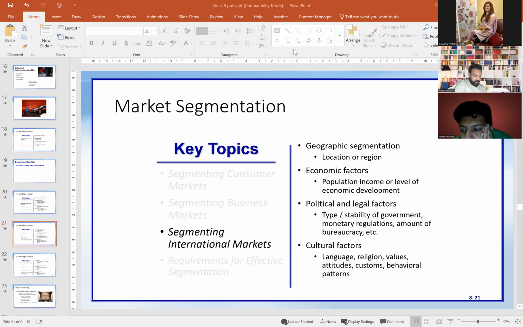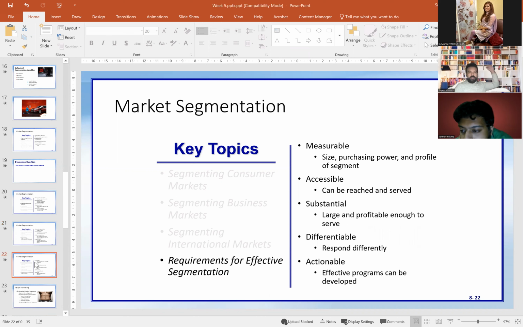Some cultural factors are very interesting and, of course, necessary, because whenever you are thinking about the international aspect, culture comes into play. What is the language? What is the religion? What are the values, attitudes, customs, behavioral patterns? When we talked about McDonald's, obviously they wouldn't target their beef burger in the Middle Eastern market, it will not sell. They would not position their beef burger in the Indian market either, it will not sell. So depending on those factors, you need to have those considerations.